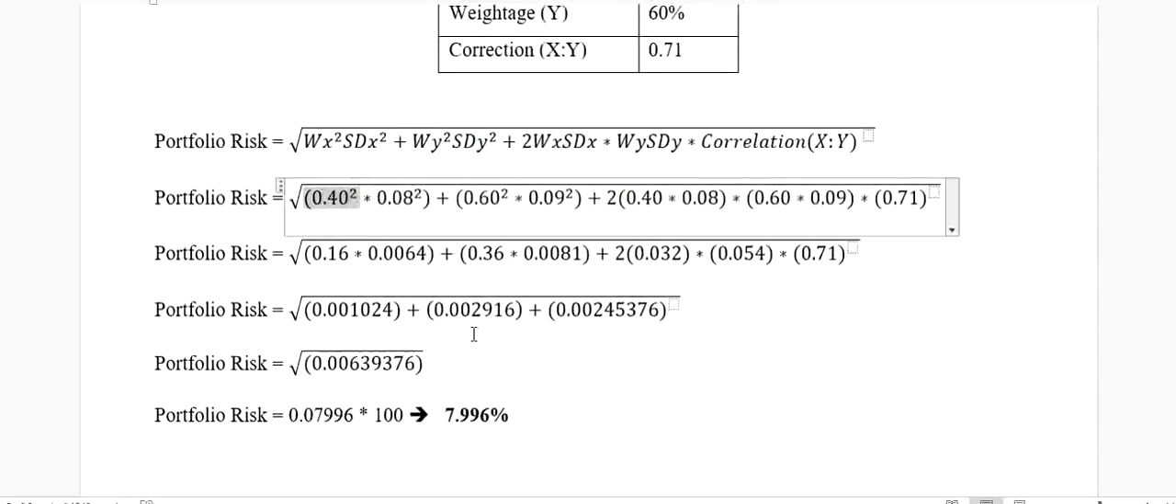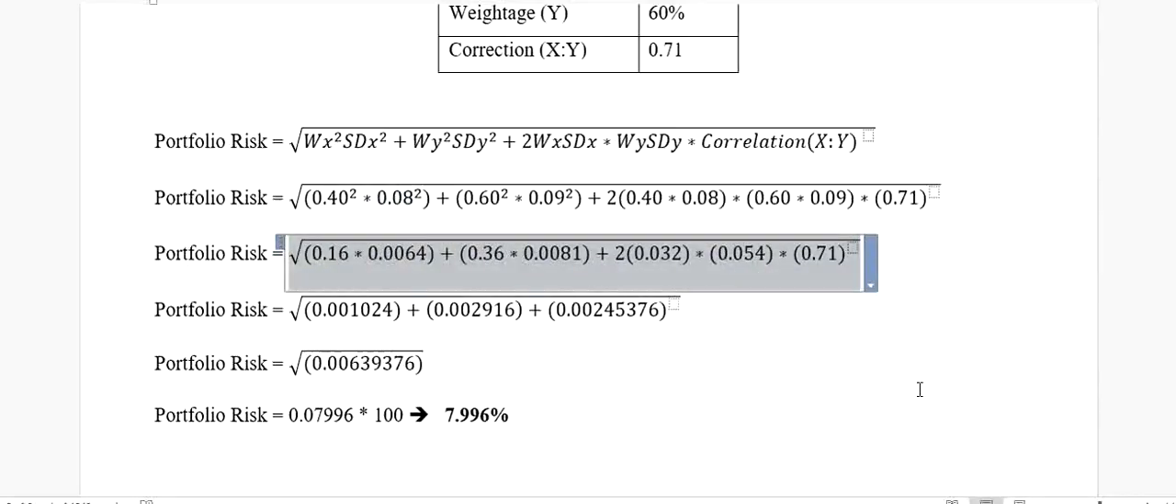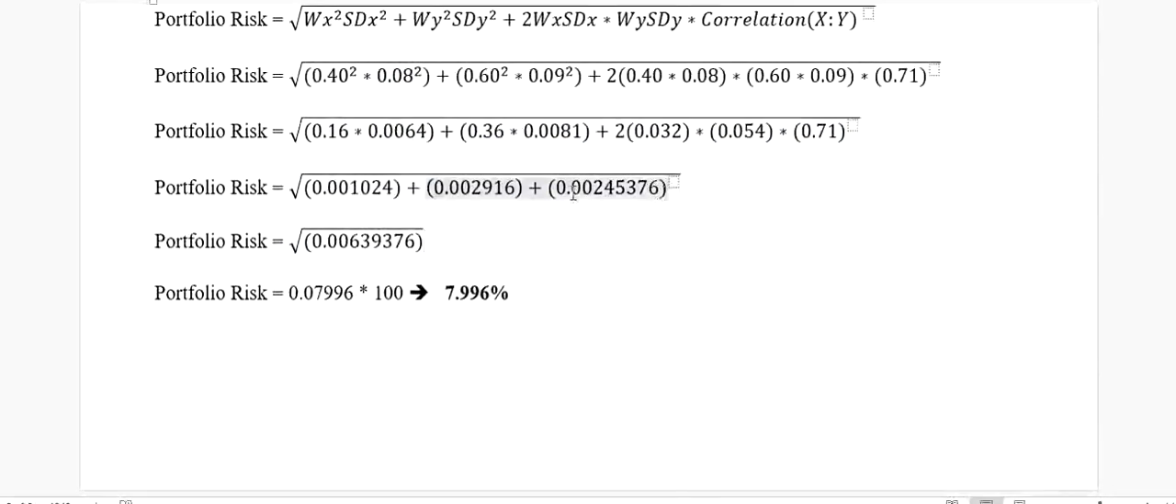You do know how to take the square. If I take the square of 0.40, it becomes 0.16. The square of 0.08 will become 0.0064. Then the square of 0.60 is 0.36, and likewise you can do the remaining portion. Simplification is very easy. You can just multiply and then at the end you can add it. So we get a square root of 0.0063936. If I take the square root, I get a value of 0.07996, which, if I need the answer in percentage, I must multiply that with 100.